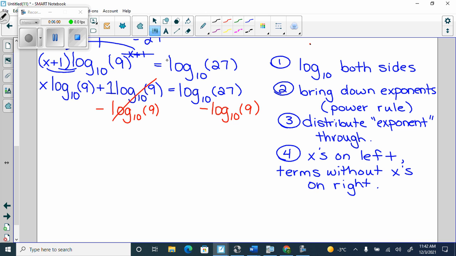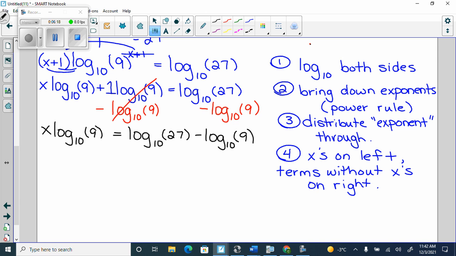So I'm going to get x log base 10 of 9 equals log base 10 of 27 minus log base 10 of 9. Now we just solve. When they're these ones, when they're the other ones, it's going to be a little bit more work. When it's one with one exponent, it's not as bad. So we just have to divide by log base 10 of 9.